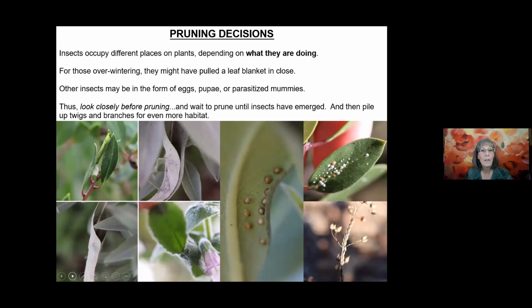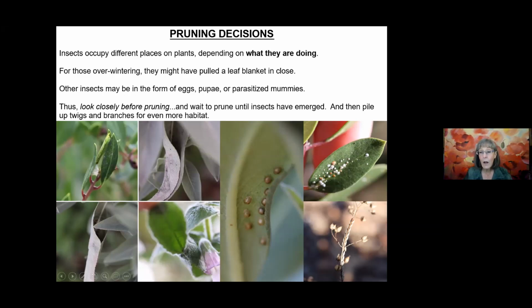Again, pruning decisions. Insects are only adults for a very short time. They're larvae and eggs for a much longer time than they are adults. The adult phase of their lives is for mating and dying, essentially. Mating, laying eggs, and then expiring.